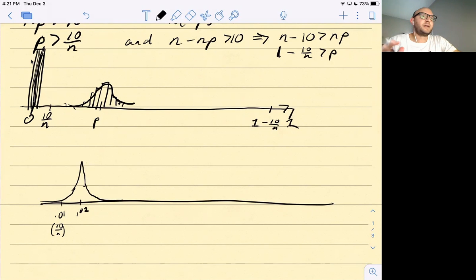So I don't know if that idea makes too much sense, but it's just so that the bell curve fits within the interval.